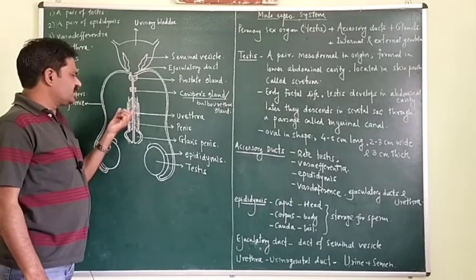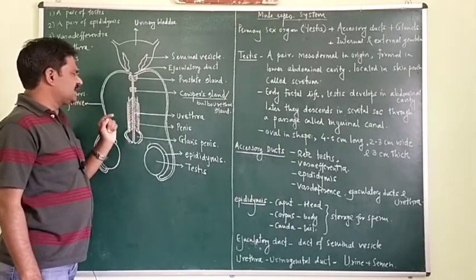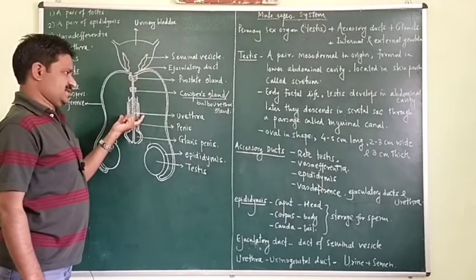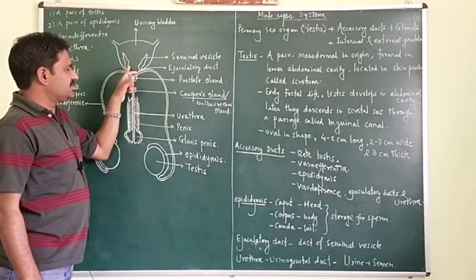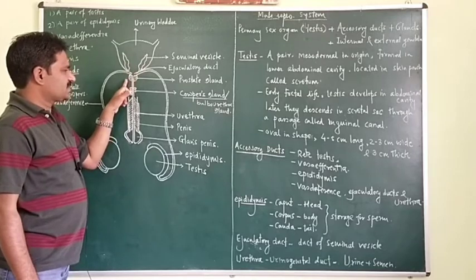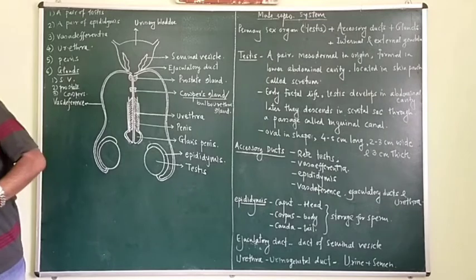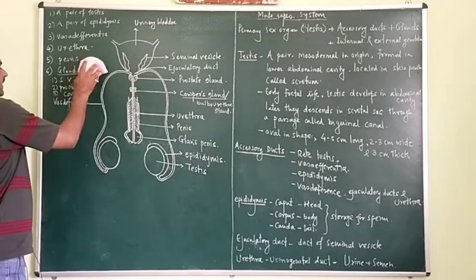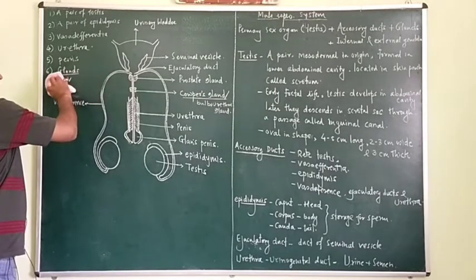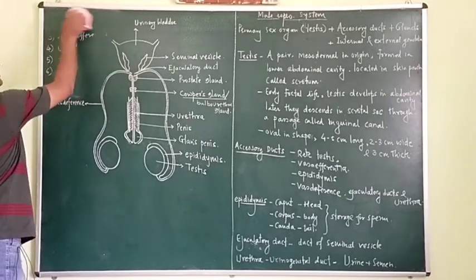Inside the particular structure, the urethra is present, that urinogenital duct is present, that is the penis. Three glands are present, that is seminal vesicle, prostate gland, and Cowper's gland. Okay, now see the male reproductive system.